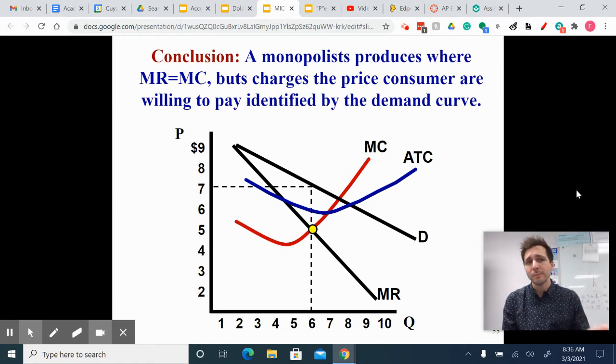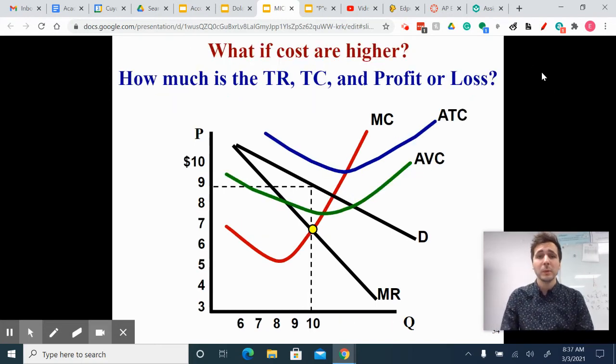Okay, so the conclusion: monopolists will produce where MR equals MC. They will, because it's the profit maximizing rule that matters. But they're going to charge the price consumers are willing to pay. And we identify that at the demand curve. Again, MR equals MC, but we dash up to the demand curve to get our price. That's the most important wrinkle with a monopoly.